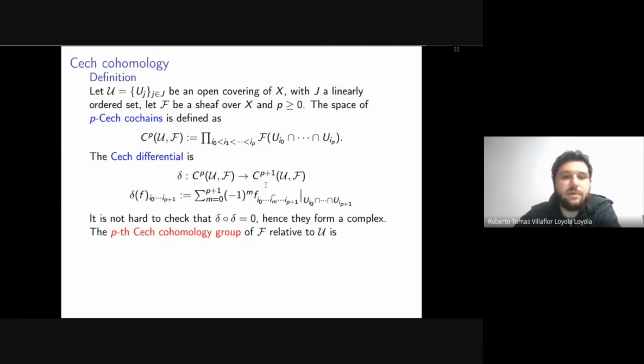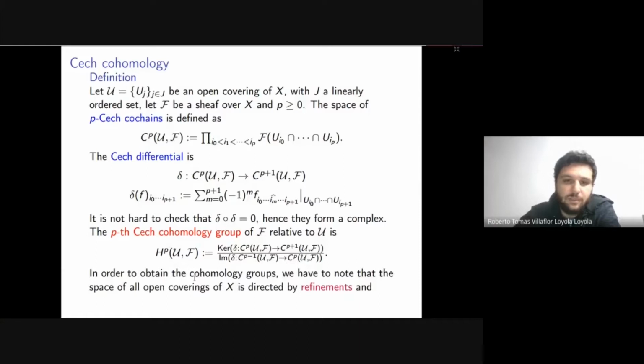Once we have this complex, we can define the Čech cohomology groups in the following form. It will always be a group related to this open covering, and it will correspond exactly to the cohomology of the complex given by the Čech differential. And so by definition, it is the kernel of the map delta modulo the image of the map delta. This is not always equal to the sheaf cohomology group, but once we note that the Čech cohomology groups are ordered by the relation of refinement of open coverings, we can take the direct limit over all open coverings of this Čech cohomology group, and the resulting group is the sheaf cohomology group.